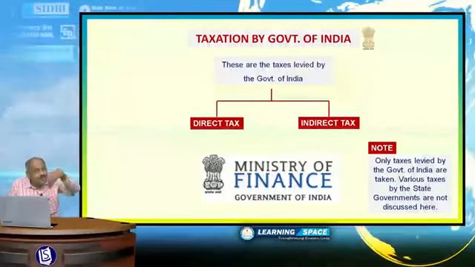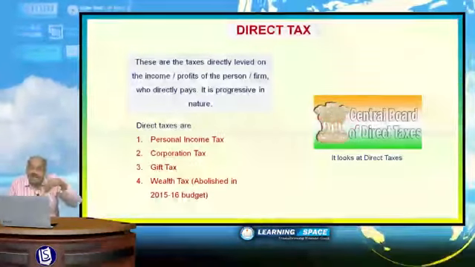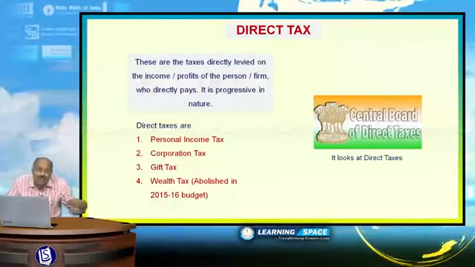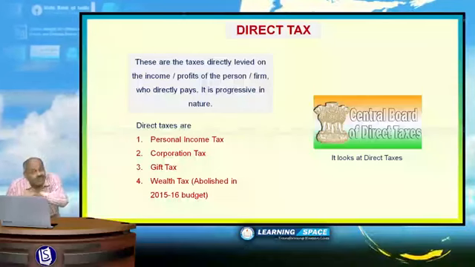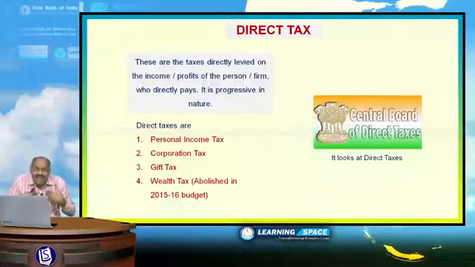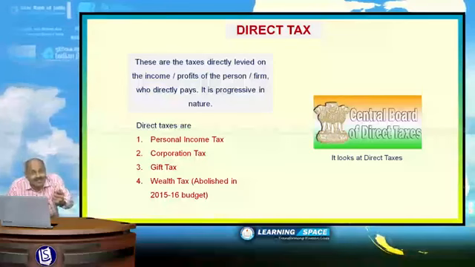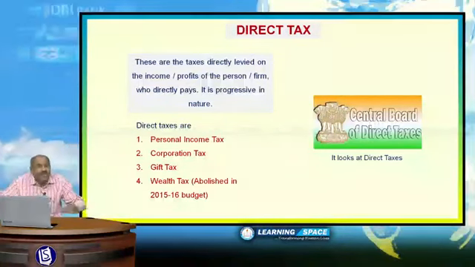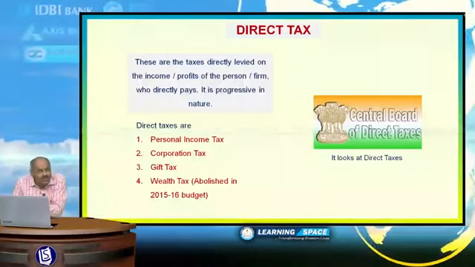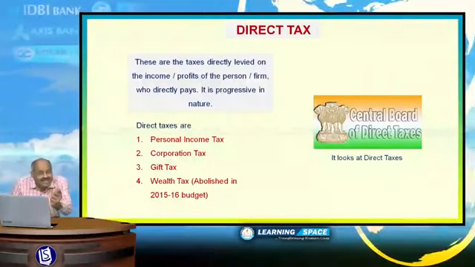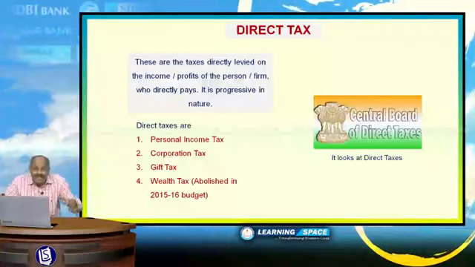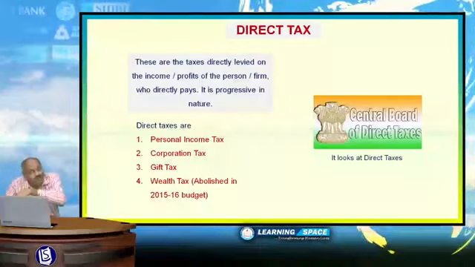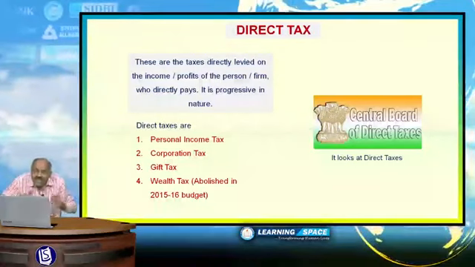Now, let us look at direct taxes. Direct taxes means these are the taxes levied directly on the income or profits of a person or firm. If I am earning 10 lakhs of rupees, I have to pay income tax. If I am earning rupees 1 lakh, I need not pay income tax. If Reliance Industries is earning rupees 1000 crores, they are required to pay income tax. So, it is the tax levied on the individual incomes or the firms. So, that means whoever is earning, they will pay.